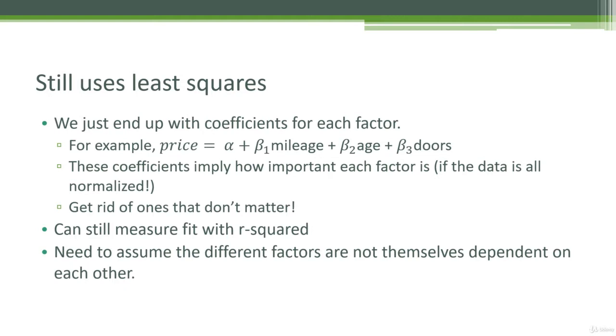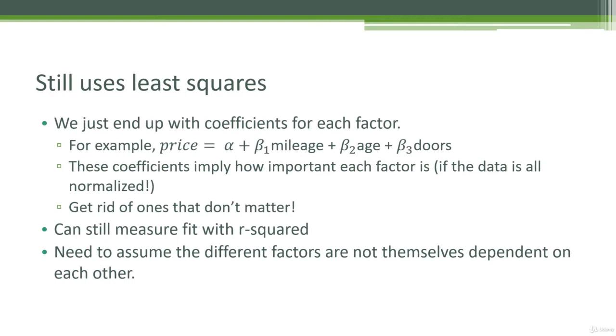So instead of a coefficient attached to some single variable, we have multiple terms here with multiple variables. We can say that we can predict the price based on some constant value alpha, plus some coefficient beta 1 times your first feature, say it's mileage, plus some coefficient beta 2, which might be multiplying some other feature like the age of the car, plus beta 3 times the number of doors, whatever you want to do. And those coefficients are just measuring how important each factor is to the actual end result.